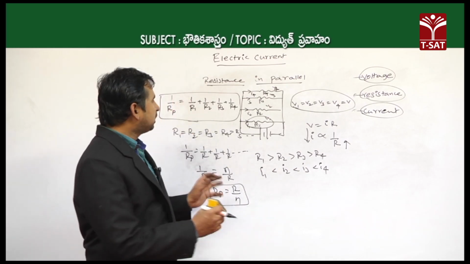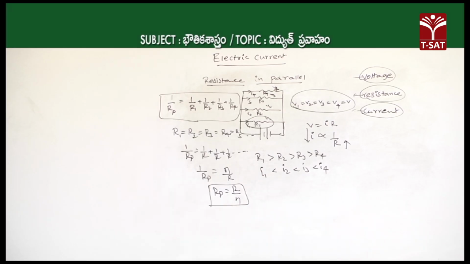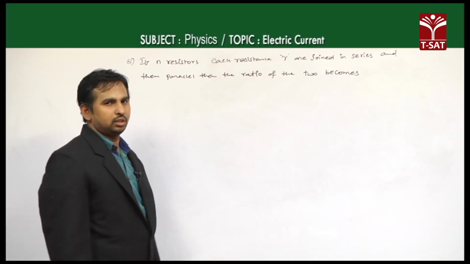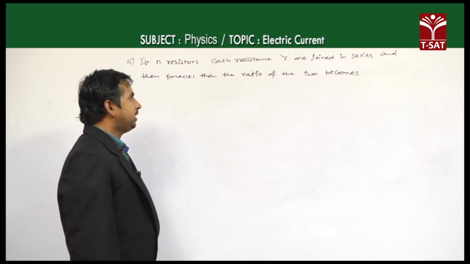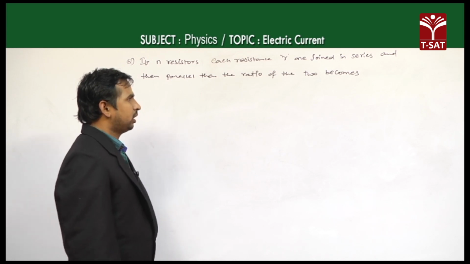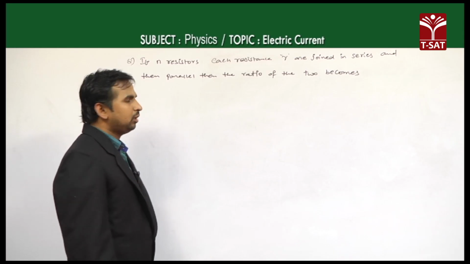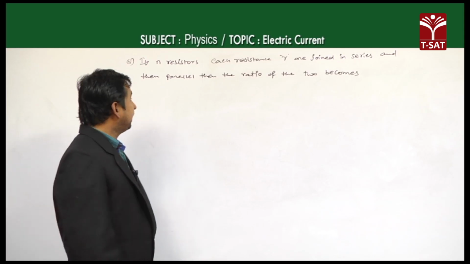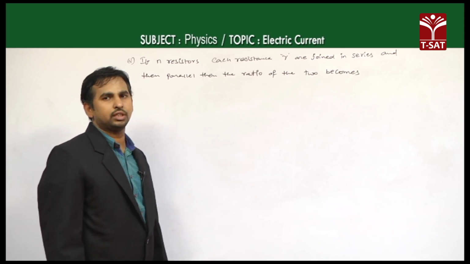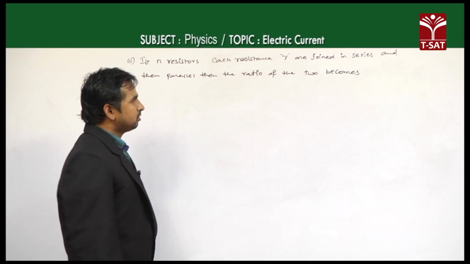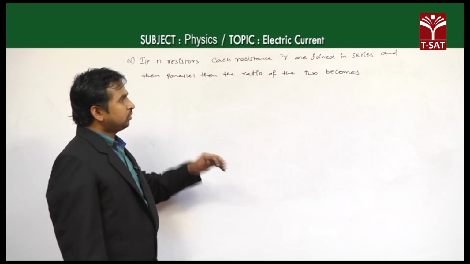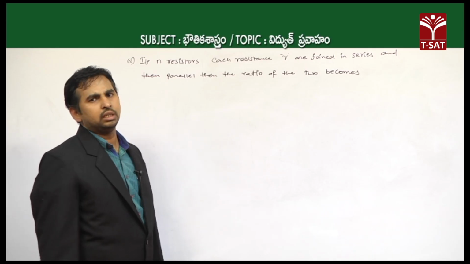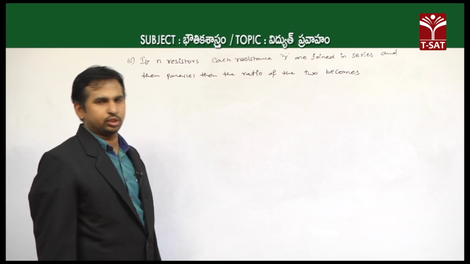So that is about resistance. Now the question: if n resistors, each of resistance R, are joined first in series and then in parallel, we have to find the ratio of the equivalent resistance in series connection to the equivalent resistance in parallel connection.